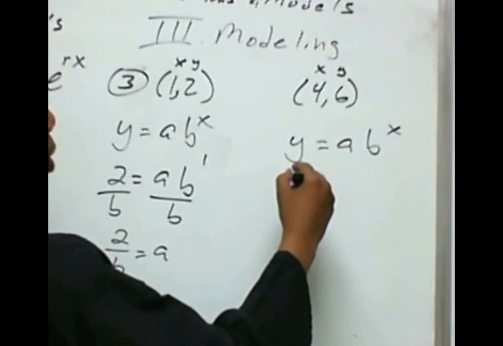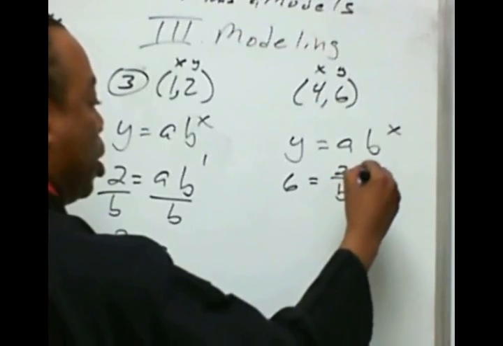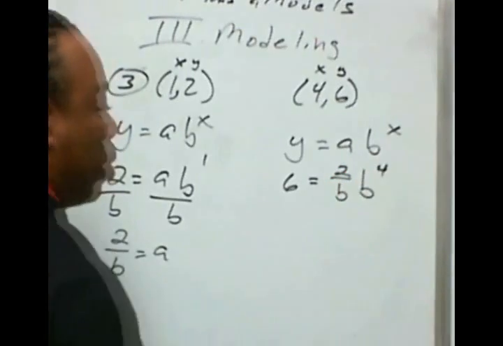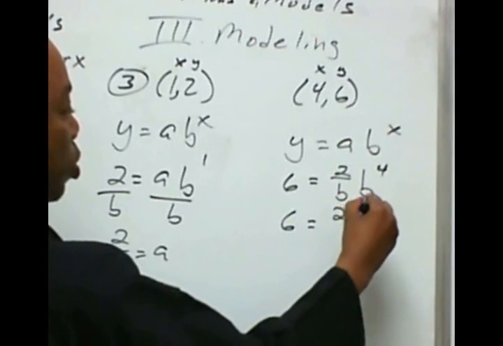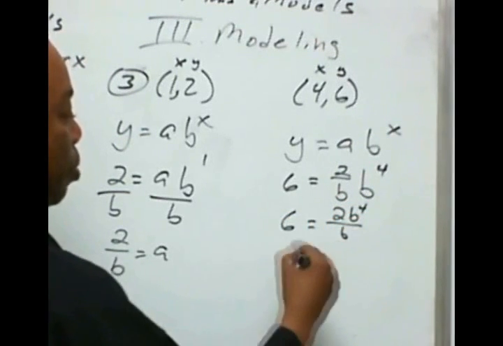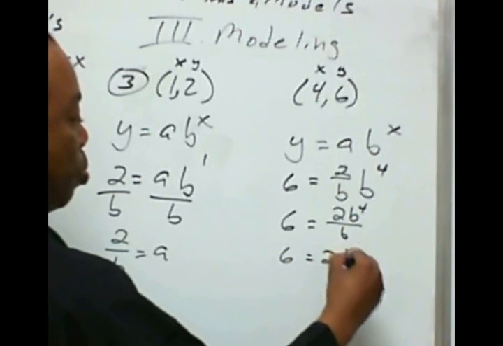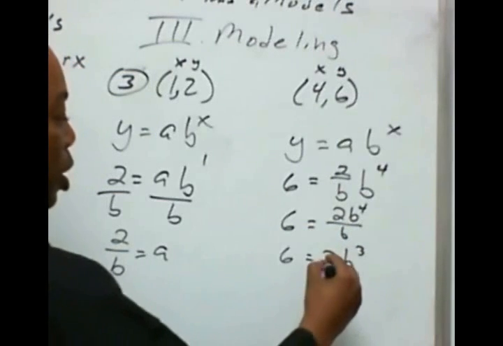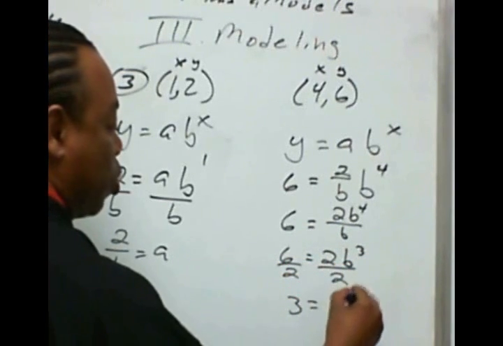So what I have here is 6 equals 2 over b to the 4th power. Now I'll simplify this. 6 equals 2b to the 4th all over b. If I subtract the exponents, I'll get 2b to the 3rd power. Divide both sides by 2, and we get 3 equals b to the 3rd power.